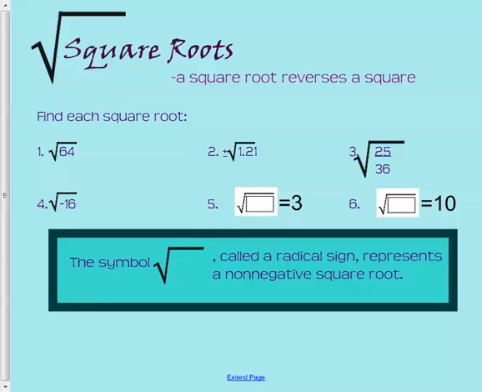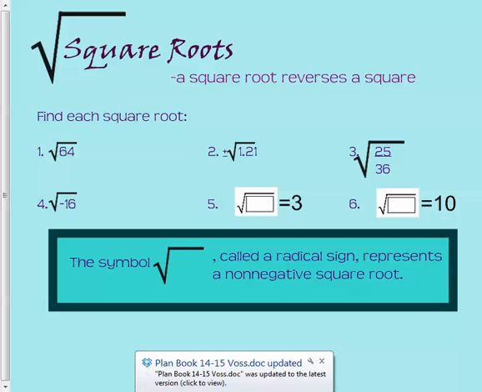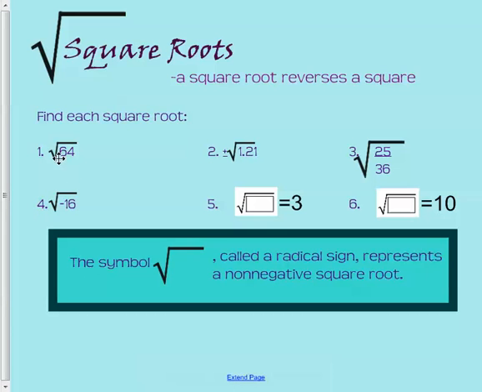Today we're talking about square roots and cube roots. When I look at a square root, it reverses a square. So, for example, if I'm looking at the square root of 64, I'm trying to figure out what number times itself gives me 64. The answer would be 8.